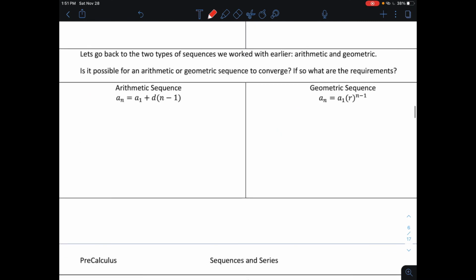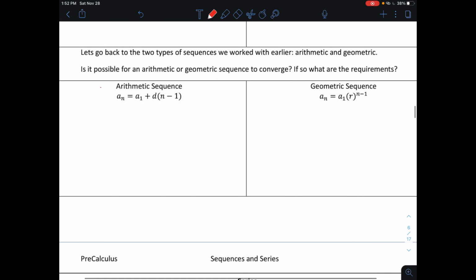All right, so it brings us to two more parts that are foreshadowing what's coming up in a future video. Is it possible for an arithmetic or geometric sequence to converge, since they're two of our special kinds of sequences? Well, think about an arithmetic sequence here. I am constantly adding or subtracting the same number. And so what has to happen in order for an arithmetic sequence to converge is as n increases, I have to be heading towards the same number.